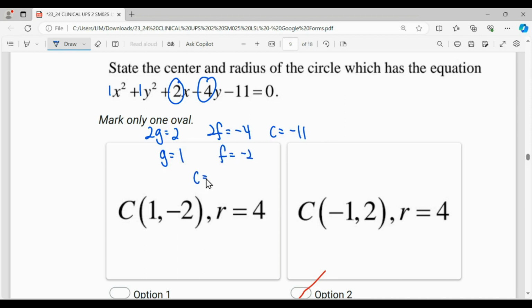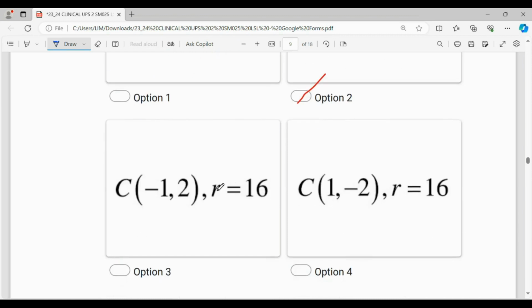So to get the center, we simplify, find out g. So the center formula is (-g, -f). So we have (-1, 2). So it looks like we have option 2 and option 3.